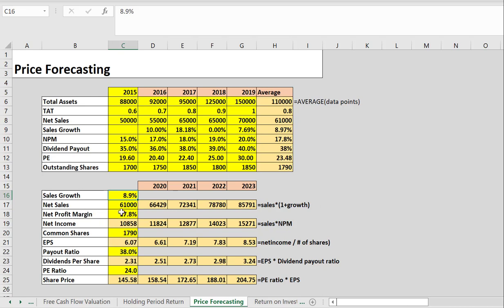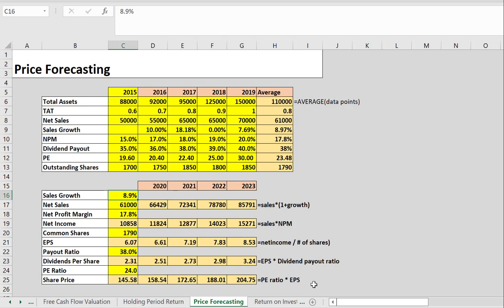What do we expect sales to be? Again, the formula here is just the sales in the previous year times 1 plus that growth rate. Net income then is just going to be sales times the average net profit margin. Earnings per share is the net income divided by the number of shares. Dividends per share is the payout ratio multiplied by earnings per share.